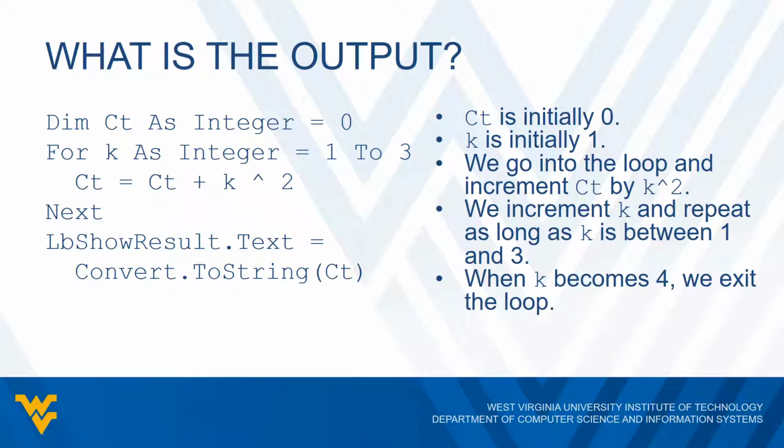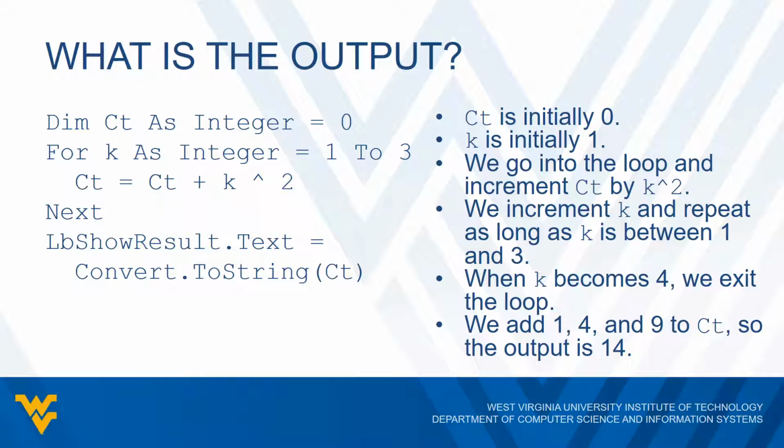So the question, though, is what exactly are we adding to CT? Well, when k is 1, k squared is 1. When k is 2, k squared is 4. And when k is 3, k squared is 9. This means we're going to add 1, 4, and 9 to CT. Therefore, our output is going to be 14.